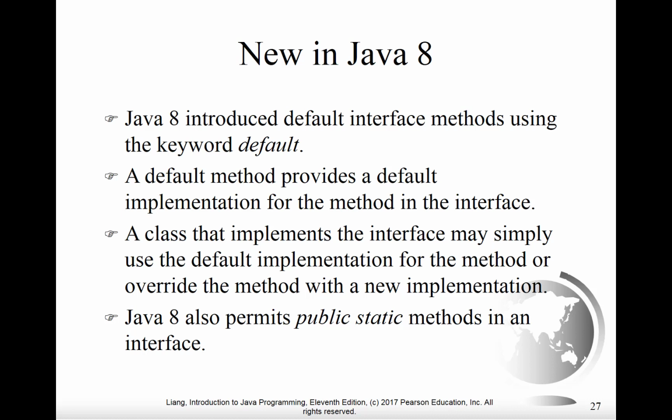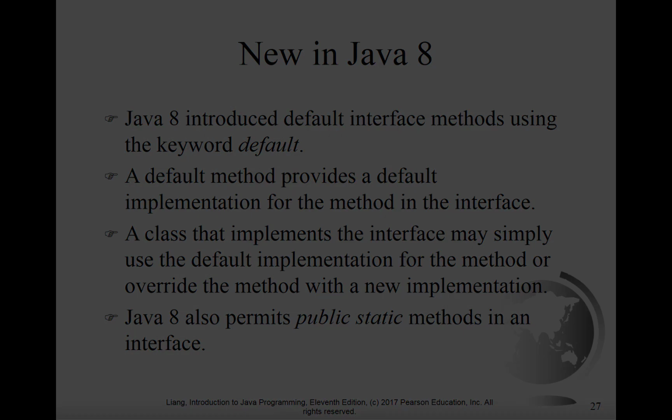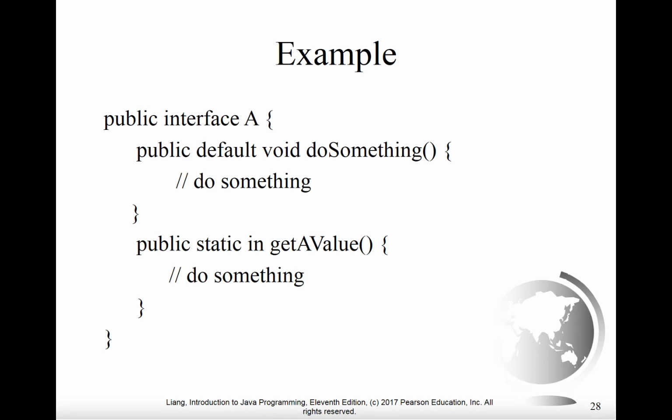In new implementations, new classes that want to implement this interface can still override the default implementations, but they don't have to. Another change is that Java 8 also permits public static methods in an interface, which wasn't the case before. Here is how this would look syntactically.